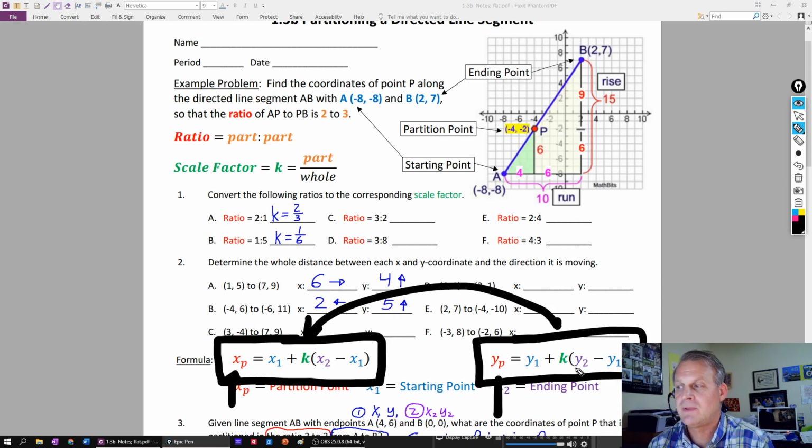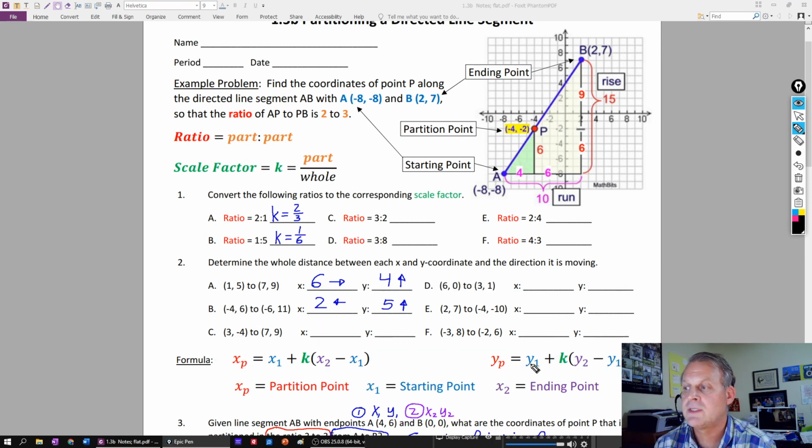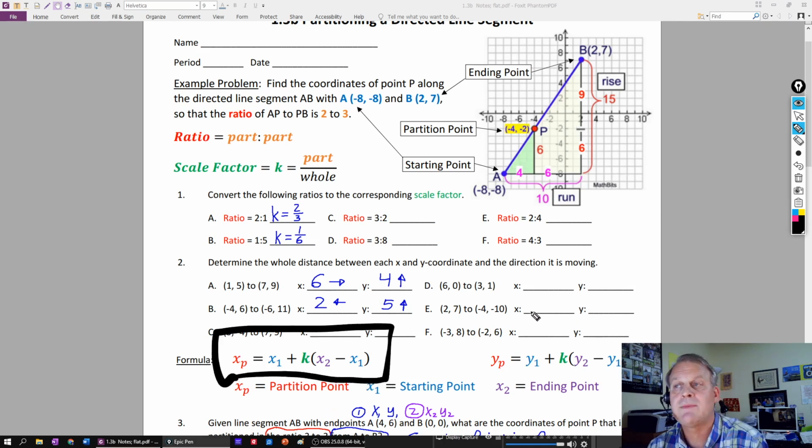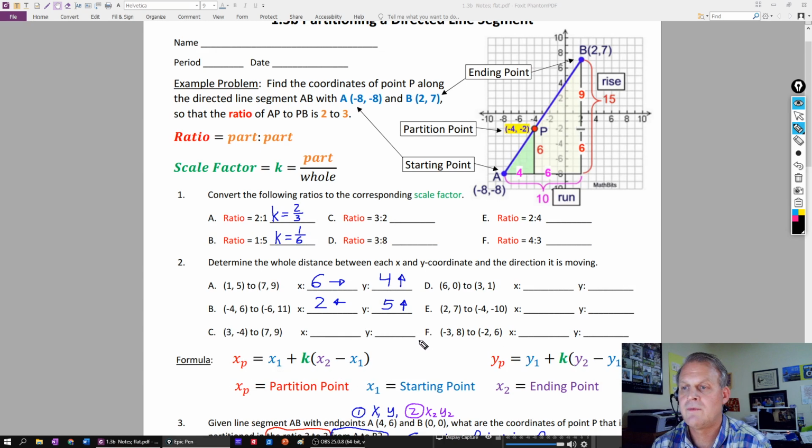So y1 plus k times y2 minus y1. Okay, we got it. So let's just focus in then on the x, and we're going to do the same thing for the y. So x1 is our beginning point. In this particular example, we would start at -8. So x1 is our starting point, we'll call it.